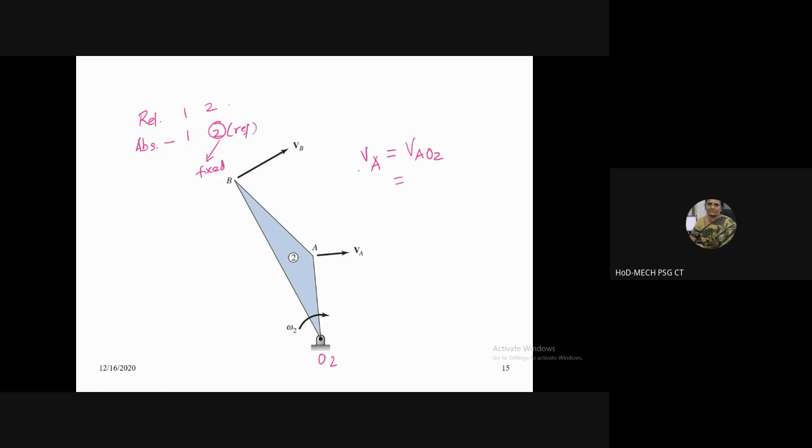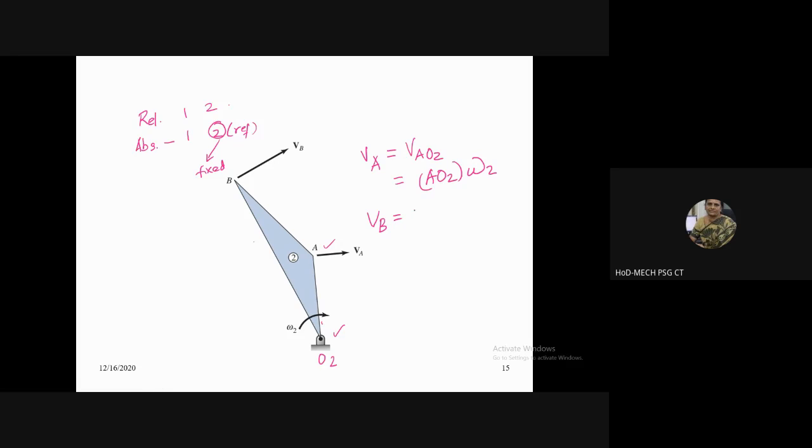Okay. So VA is the absolute velocity of point A here. It can also be treated as the relative velocity of A with reference to O2 because O2 is a fixed point. It can be written as R omega, where R is AO2 multiplied by omega 2. Similarly, please note that all of them, A, B, O2, belong to the same link, namely link number 2.